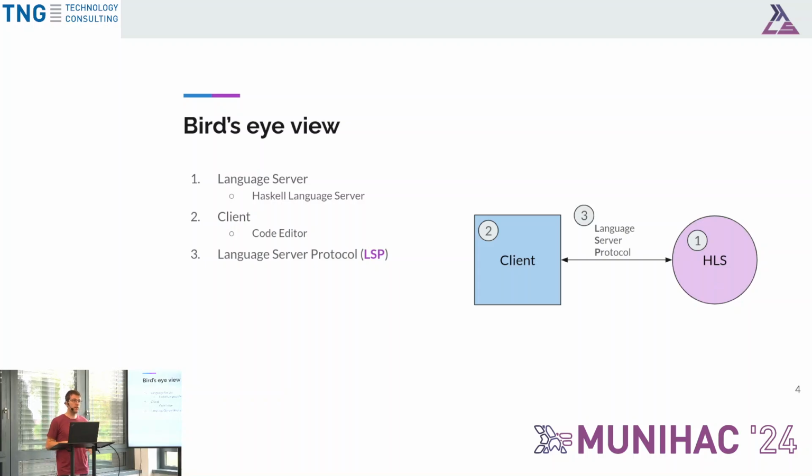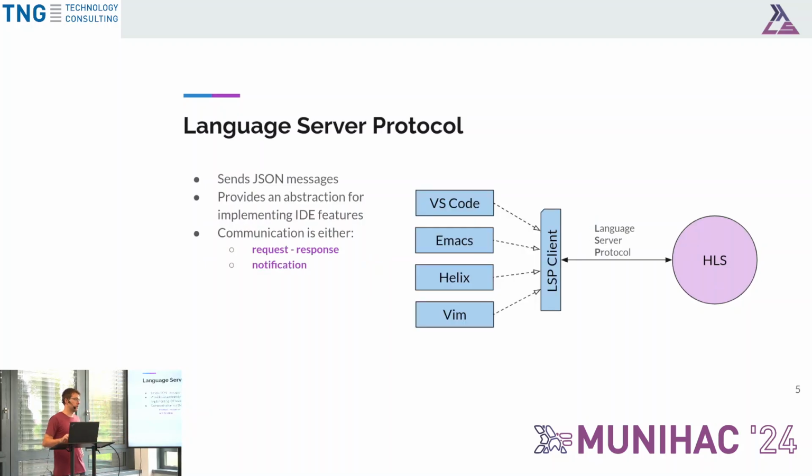We're going to take a brief look at what the language server protocol roughly looks like. So the language server protocol essentially just specifies what kind of messages are supposed to be sent between a front end, like the LSP client, such as VS Code, Helix, Emacs, and so on, and the IDE backend, HLS. It specifies JSON messages, to be precise, JSON-RPC messages that are sent between those two components.